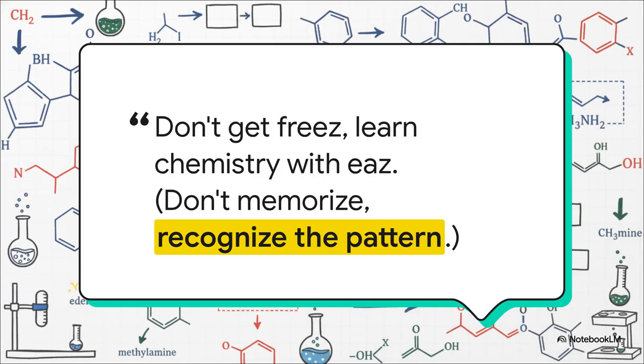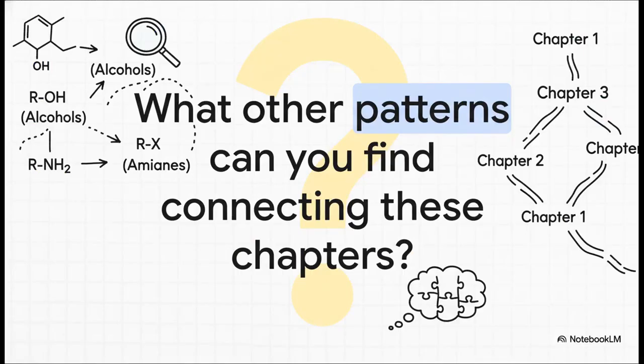So if you take just one thing away from all this, please let it be this. Stop trying to brute force memorize hundreds of individual reactions. Instead, shift your focus to recognizing the patterns, the simple swaps, the connections, the bridges that link everything together. So here's your new mission. As you go back to revise, use this framework. Don't just learn a reaction in a vacuum. Ask yourself, okay, how does this connect to another chapter? Once you start to see the whole map instead of just one road at a time, organic chemistry stops being a chore to memorize and it becomes a puzzle that you can actually solve.